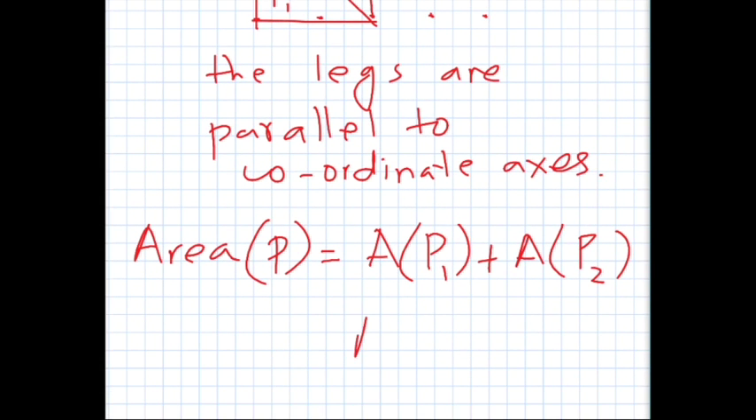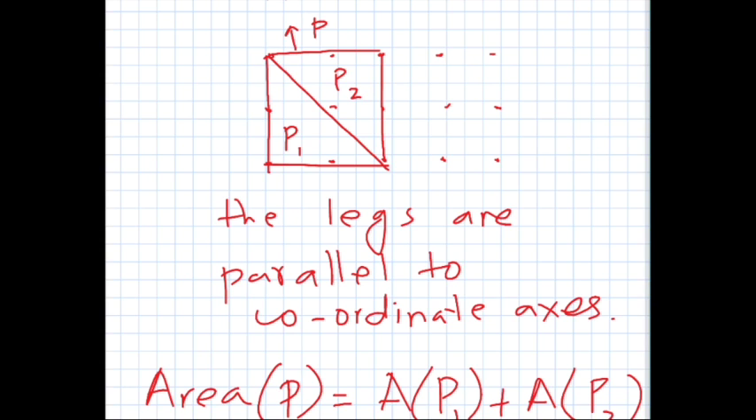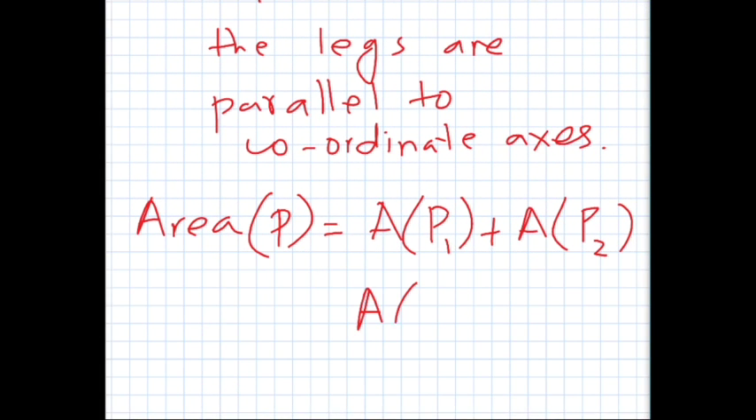Now area of P1 and area of P2 are equal, no? Because they are split in exactly that fashion. So we can say area of P1 is equal to area of P.